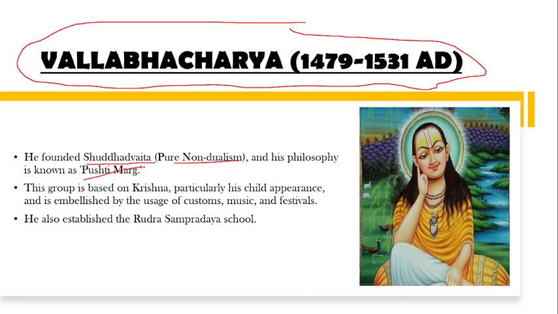Vallabhacharya, 1479 to 1531 AD, founded Shuddha Advaita, or pure non-dualism, and his philosophy is also known as Pushti Marg. The group is based on Krishna, particularly his child appearance, and is embellished by the usage of costumes, music and festivals. It also established the Rudra Sampradaya school.